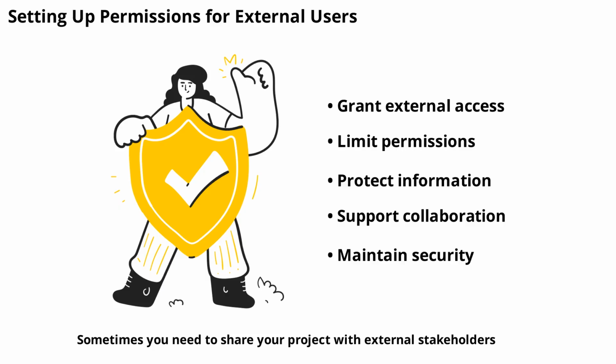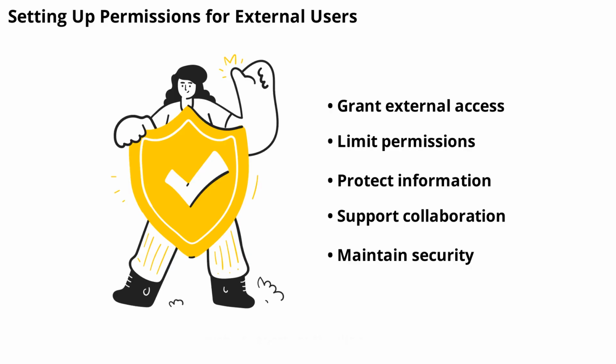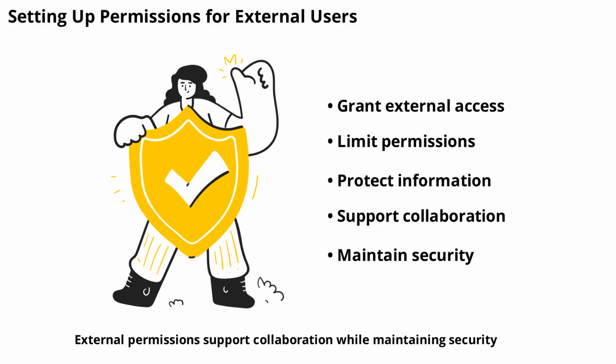Sometimes, you need to share your project with external stakeholders, such as clients or partners. Scheduling software allows you to set permissions for external users, grant access to specific parts of the project, such as reports or timelines, and protect sensitive information by limiting access. External permissions support collaboration while maintaining security.